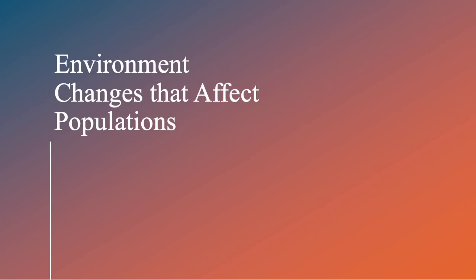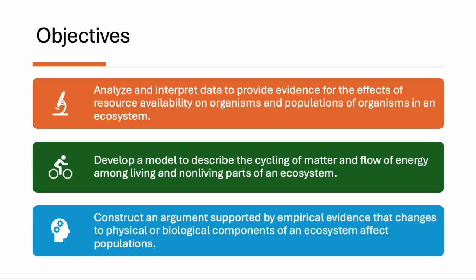Our objectives for this lesson are: analyze and interpret data to provide evidence for the effects of resource availability on organisms and populations of organisms in an ecosystem. Develop a model to describe the cycling of matter and flow of energy among living and non-living parts of an ecosystem. Construct an argument supported by empirical evidence that changes to physical or biological components of an ecosystem affect populations.